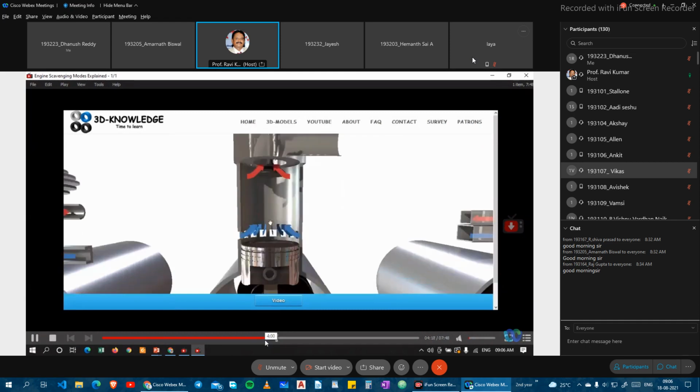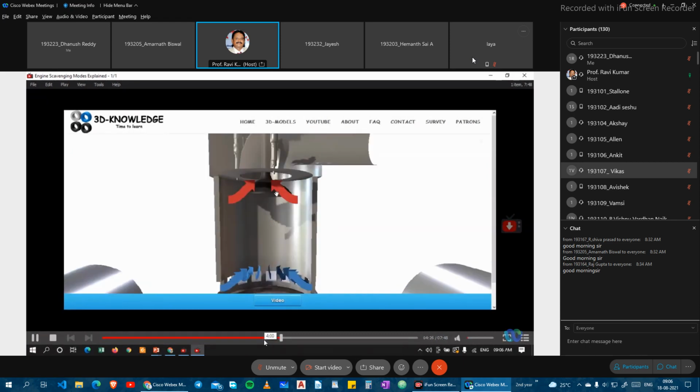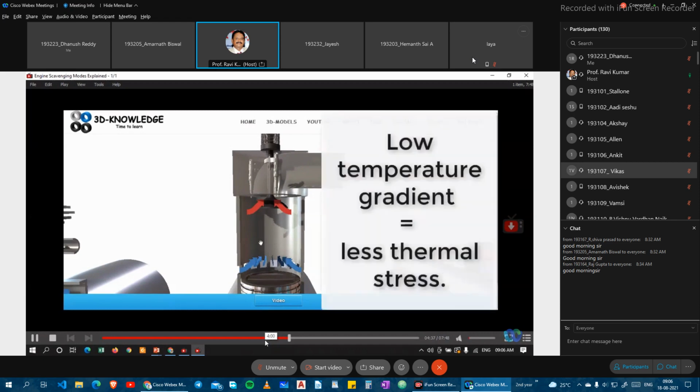Okay, here we have the uniflow. In the previous picture we have seen how the air will be entering uniformly through inlet manifolds and passing uniformly. In uniflow operation, the exhaust port is on the top, and we have an exhaust poppet valve there. Through this exhaust poppet valve, the exhaust gases will be pushed over very easily.